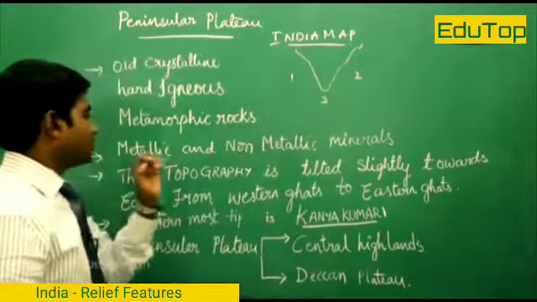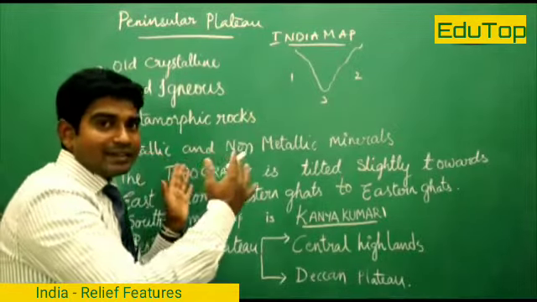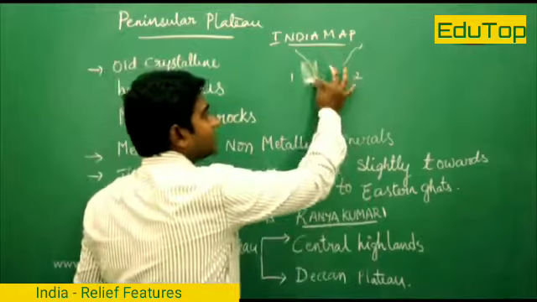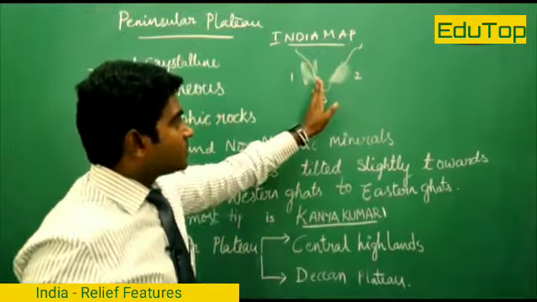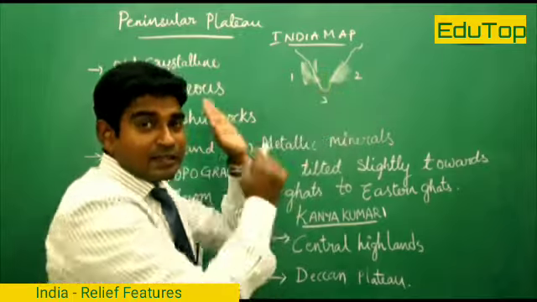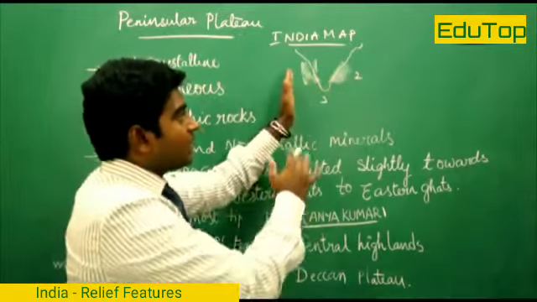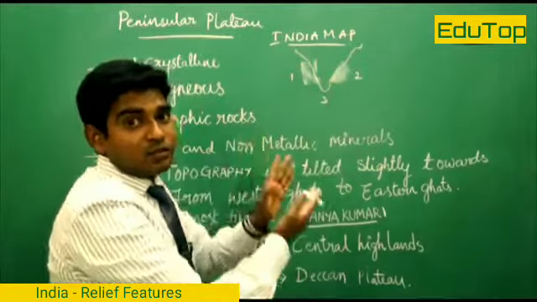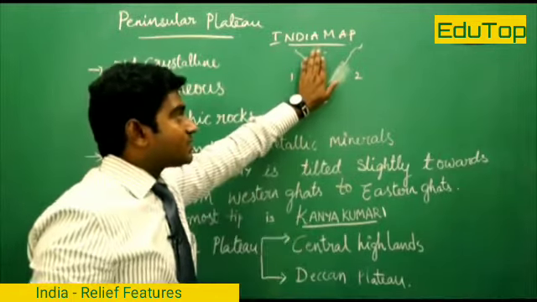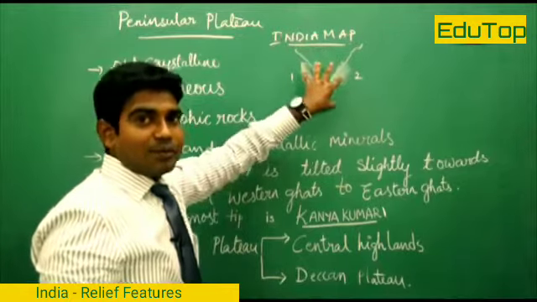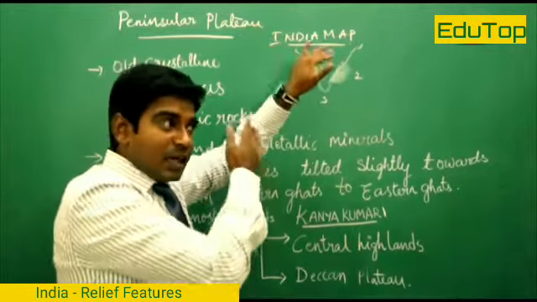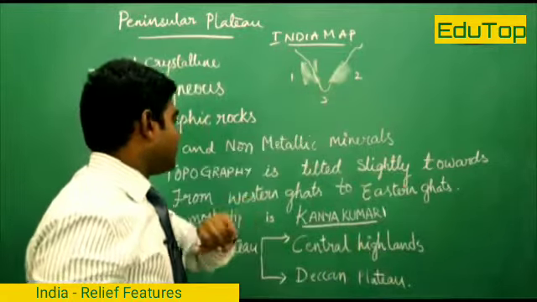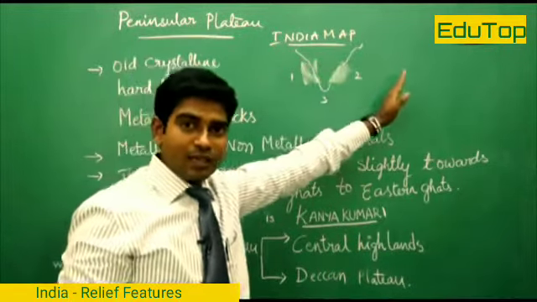The peninsular plateau is topographically slightly tilted towards the east, which means we have two major divisions. On the western part there are the Western Ghats and on the eastern part the Eastern Ghats. When you see the Western Ghats to the Eastern Ghats, the tilting is such that the Western Ghats are slightly highly elevated compared to the Eastern Ghats. This is the reason why the rivers of southern India flow from the west and merge towards the east and fall into the Bay of Bengal.